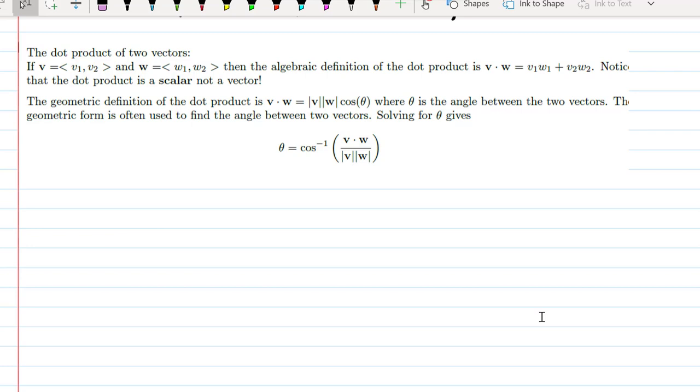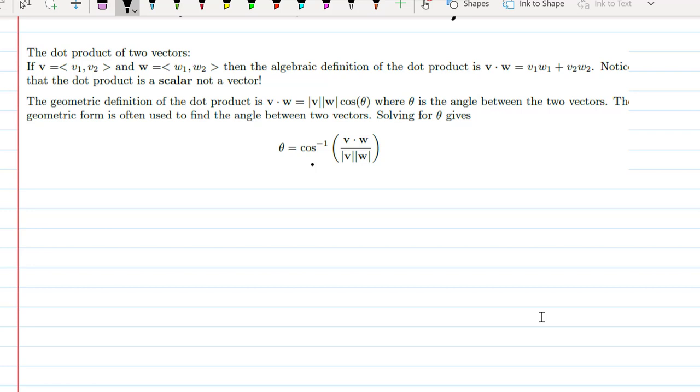The geometric definition of the dot product is v dot w is the magnitude of v times the magnitude of w times the cosine of the angle in between the two vectors. The geometric form is often used to find the angle between two vectors. Solving for theta gives that theta is equal to the inverse cosine of v dot w divided by the magnitude of v times the magnitude of w.